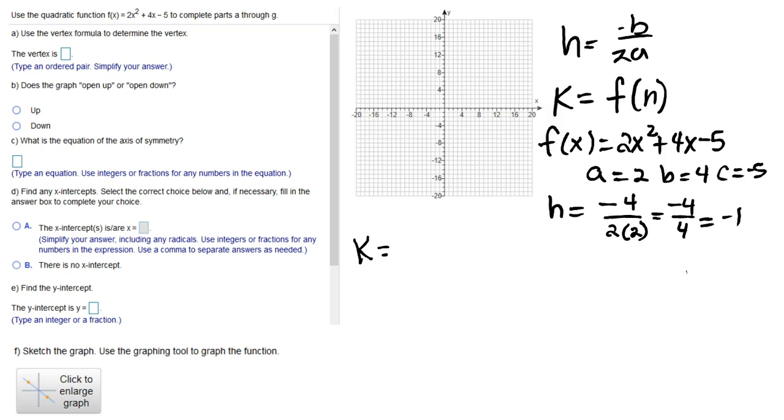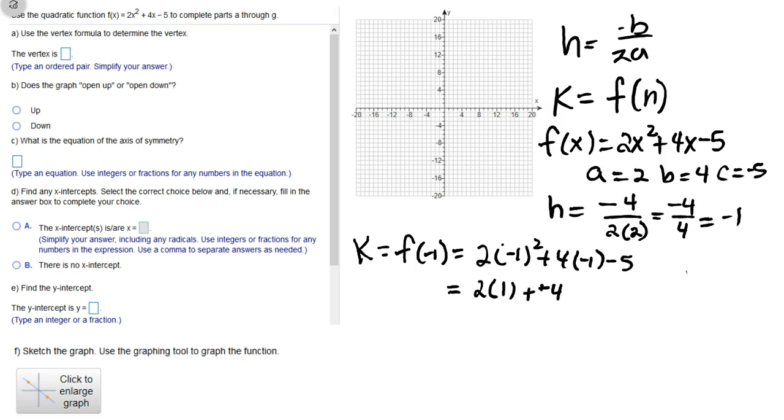Now we're going to find k, the y value of our vertex. We're going to substitute negative 1 into our function, and that would give me 2 times (negative 1) squared plus 4 times negative 1 minus 5. So that would be 2 times positive 1, because (negative 1) squared is 1, plus a negative 4 minus 5. That's 2 minus 9, which is a negative 7. So we have the vertex being the ordered pair (negative 1, negative 7).